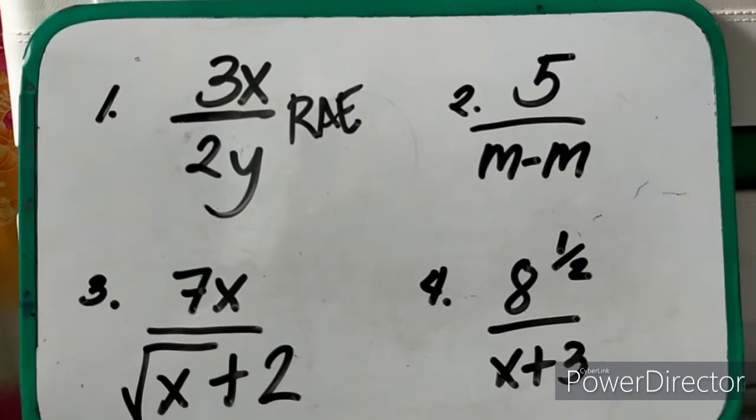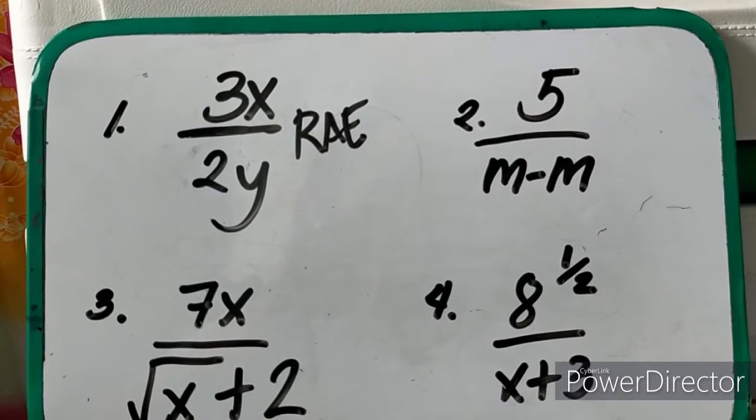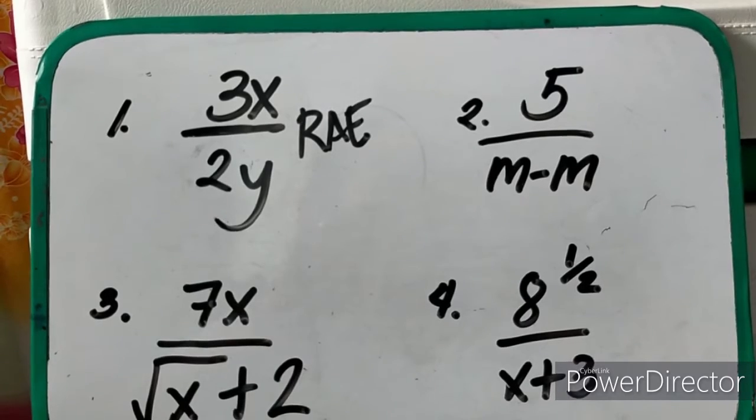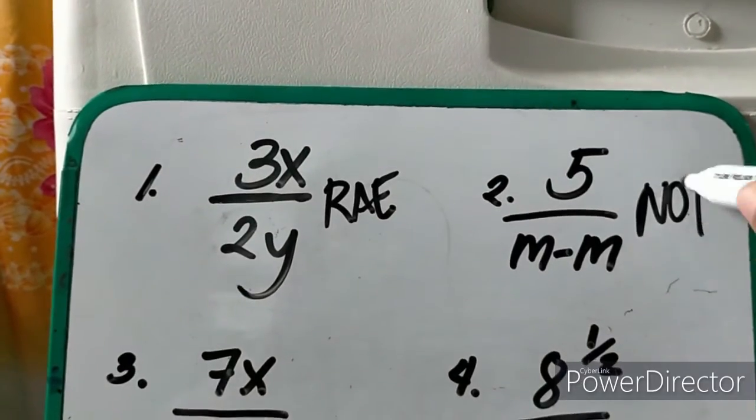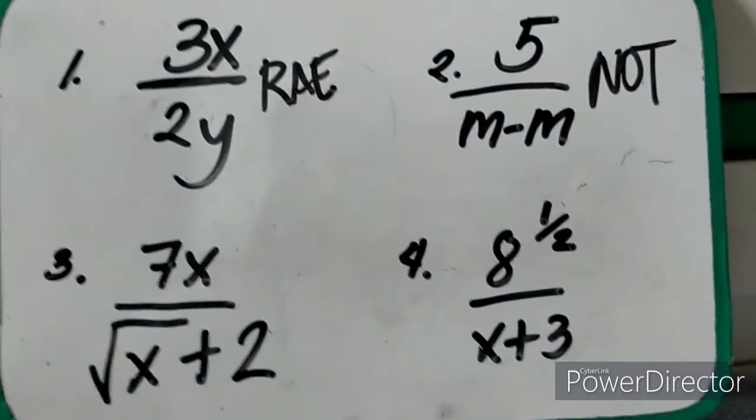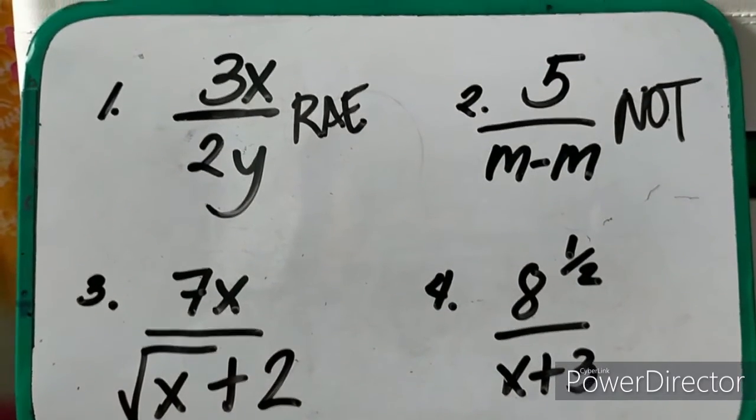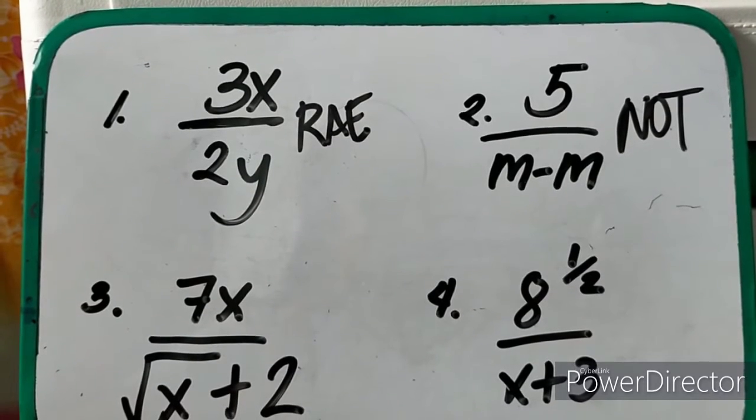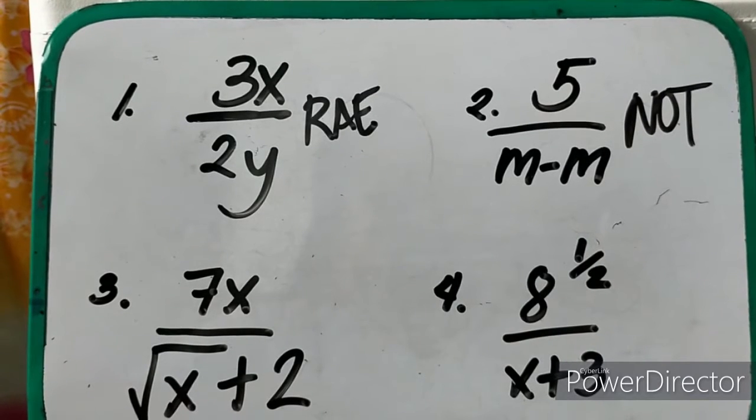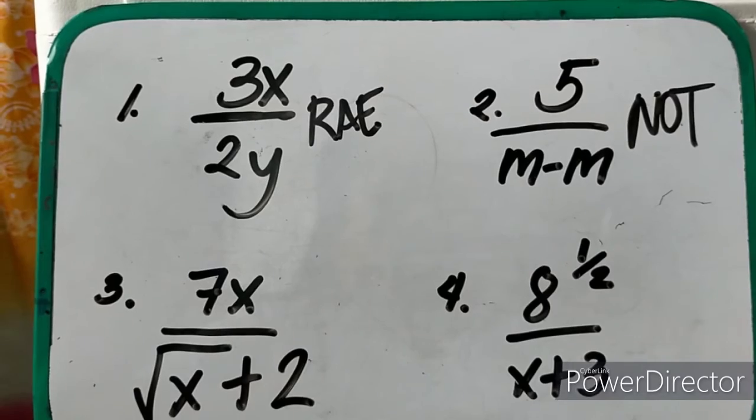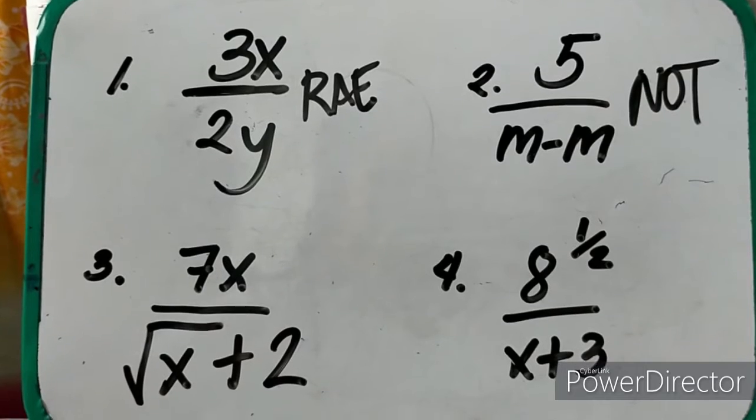Next, number 2. So, balikan mo lang yung checklist. Correct, it is a fraction. Yes, may variable siya. But, correct, this is not an example of a RAE. Bakit? The denominator is m minus m. And m minus m is equal to 0. So, sabi natin mula nung simula, RAE is an expression which the denominator should not be equal to 0. Kaya ang number 2 natin is not an example of RAE.